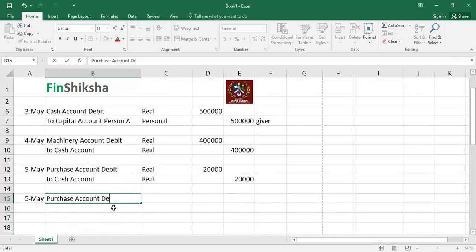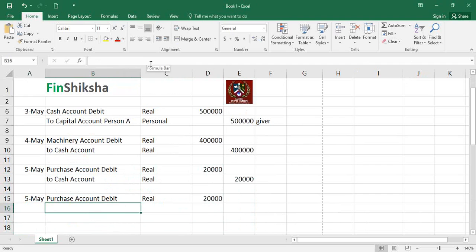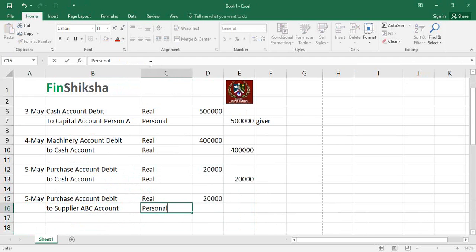In the second transaction, we are saying purchase account debit. That's a real account once again, 20,000. But now someone is giving us this money, 20,000, to supplier ABC account, and this is a personal account. Credit the giver. Once again, this guy is a giver, credit the giver, right?